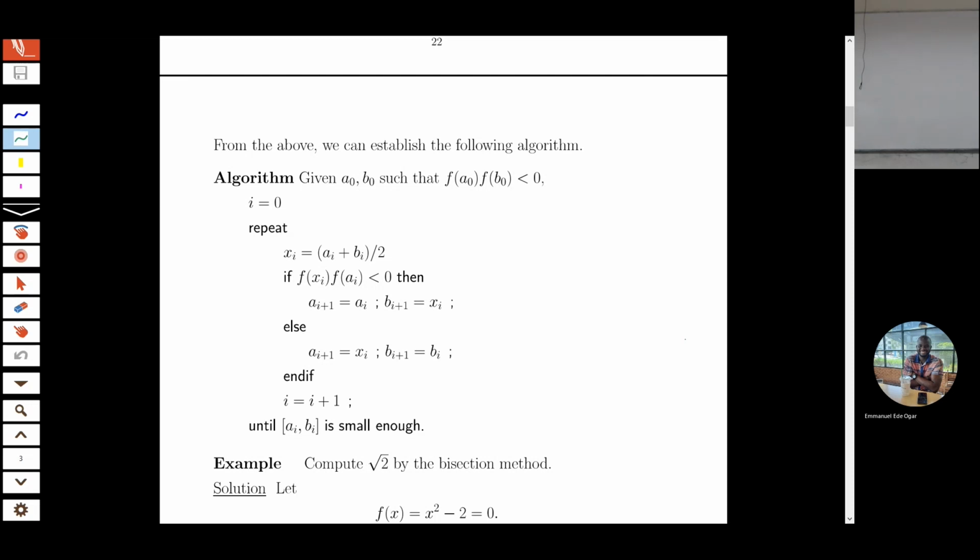So we use this in the algorithm. We start with A naught and B naught such that the product F A naught multiplied with F B naught is negative. This is what you have to find first. And once we have this, then we do the iteration. We do the bisection method. Now you may wonder what is I. Here I is called the loop counter or the iteration counter.